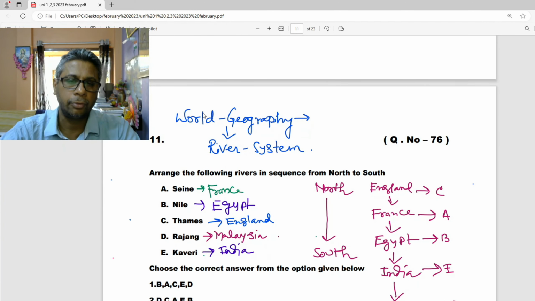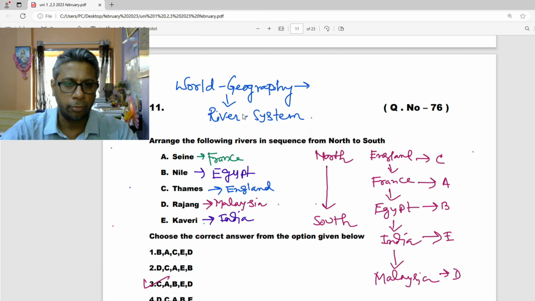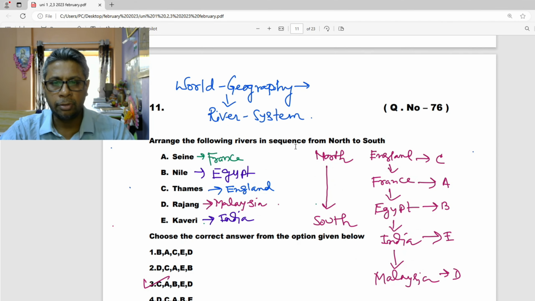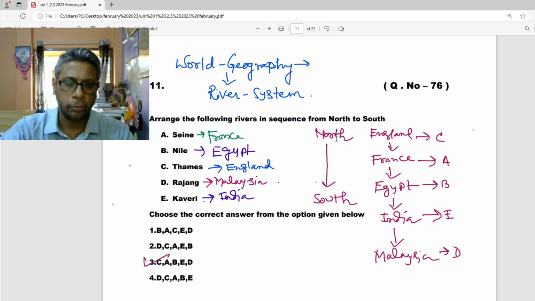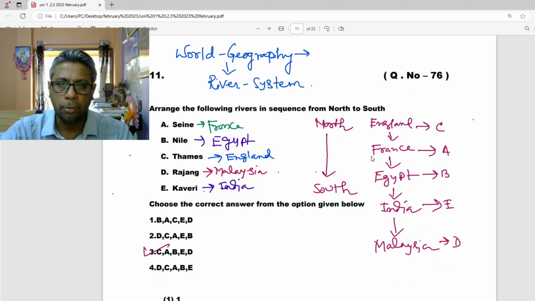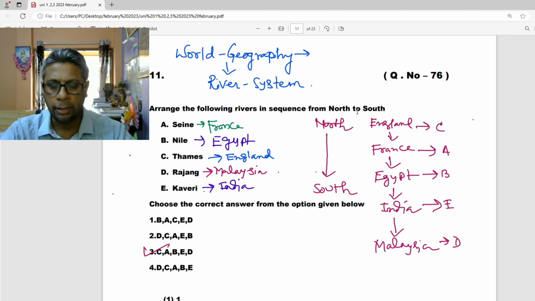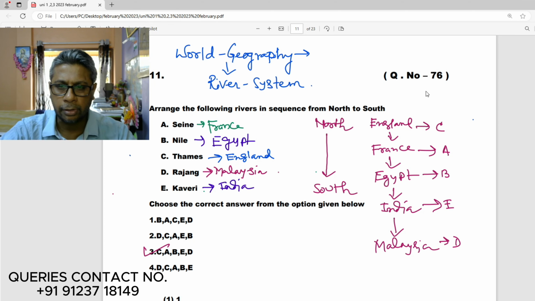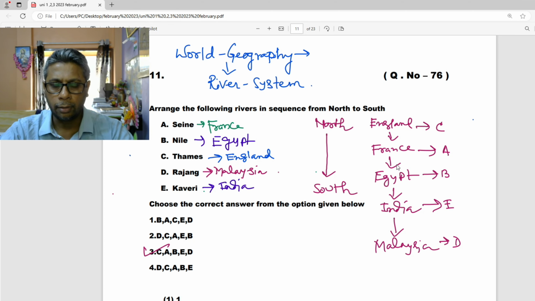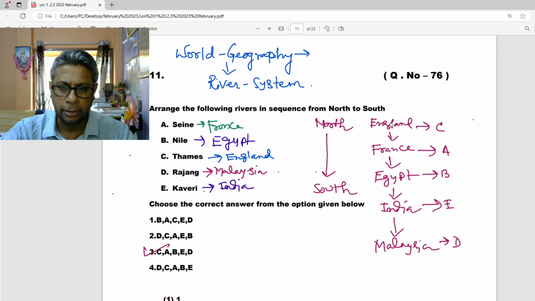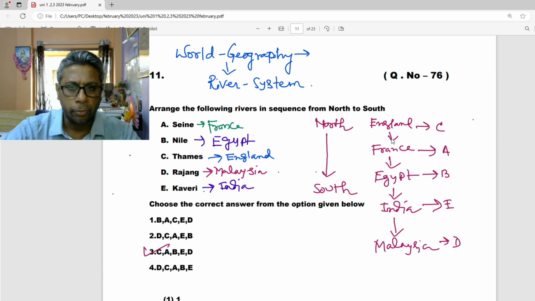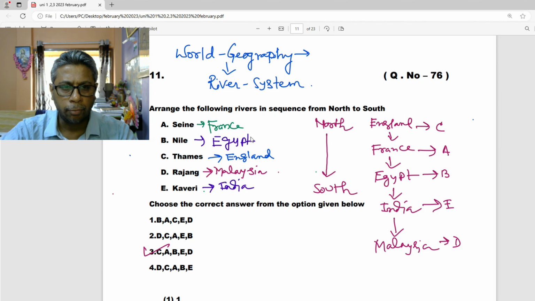Next, world geography, the river system. I have told you right now, the emphasis is on world geography and Indian geography. Arrange the following rivers in sequence from north to south. World geography from north to south. In the case of the Grand Tour, I have discussed that England forms the northern part of European countries. From England to Italy, here the question is from north to south.